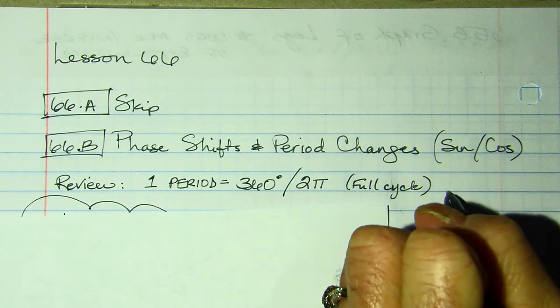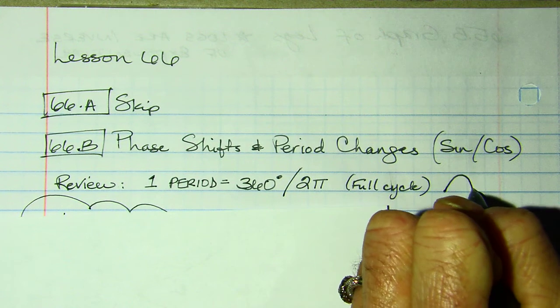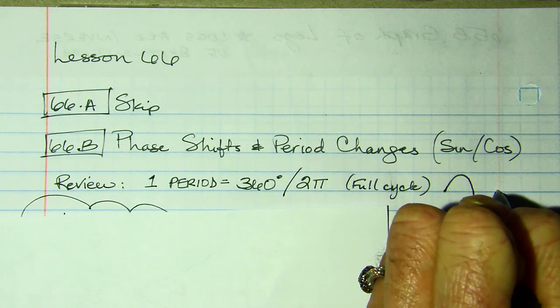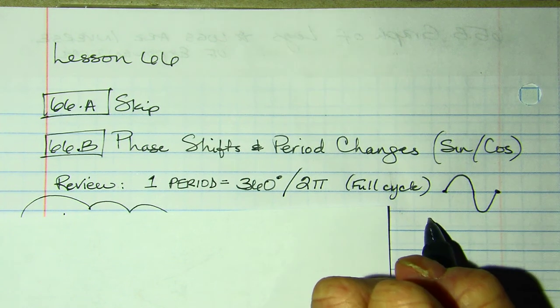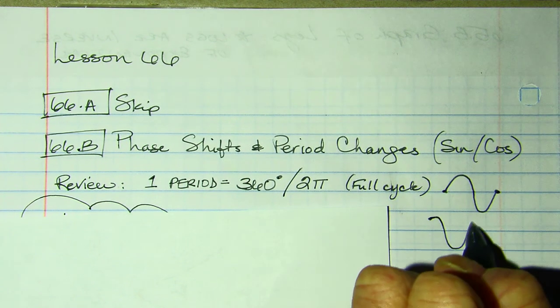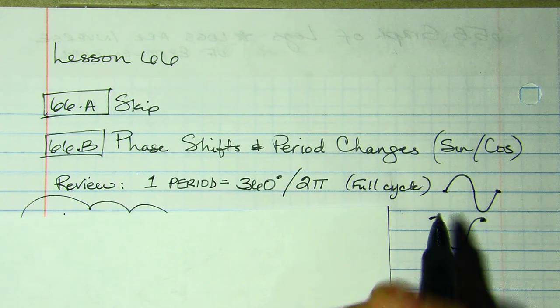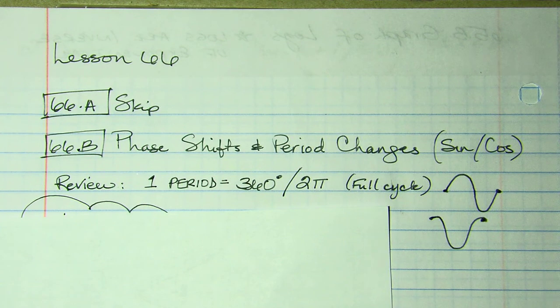And remember, a full cycle is one hill and one valley. So it can be measured like that, or in a cosine function, it could be measured from the top of a peak to the next top of a peak. So there are two ways to measure a full cycle.